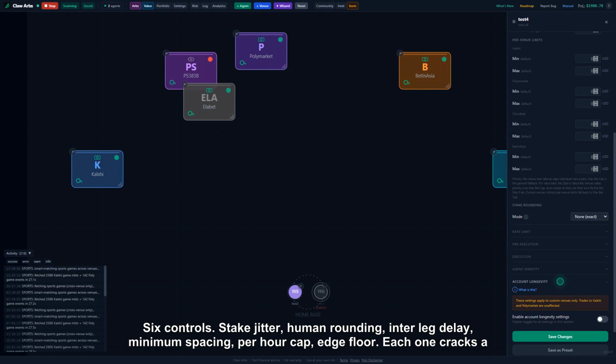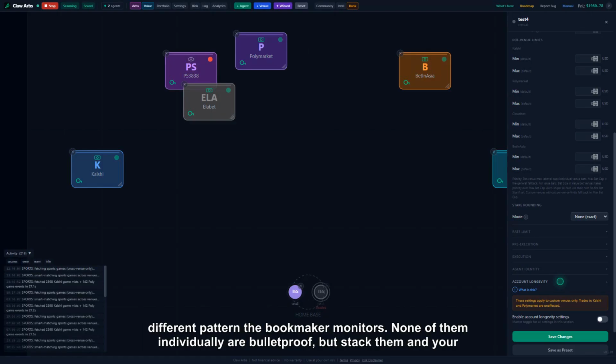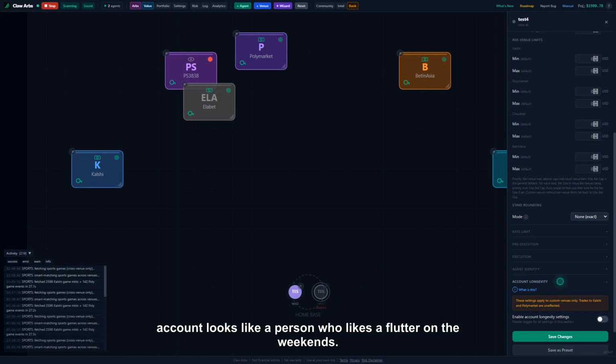6 controls. Stake jitter, human rounding, inter-leg delay, minimum spacing, per hour cap, edge floor. Each one cracks a different pattern the bookmaker monitors. None of them individually are bulletproof, but stack them and your account looks like a person who likes a flutter on the weekends.